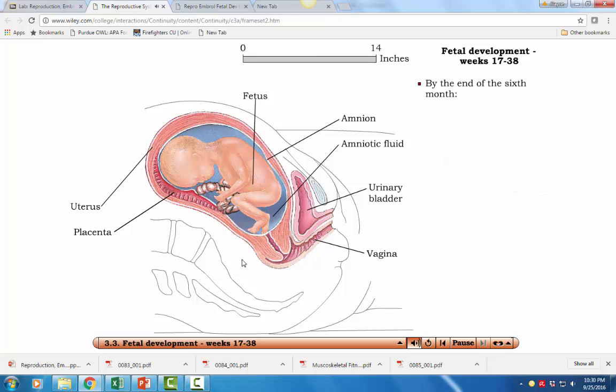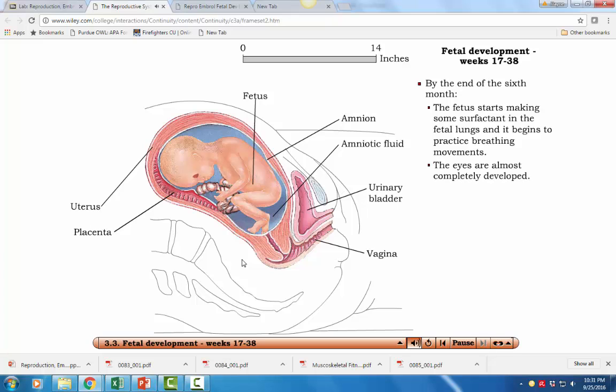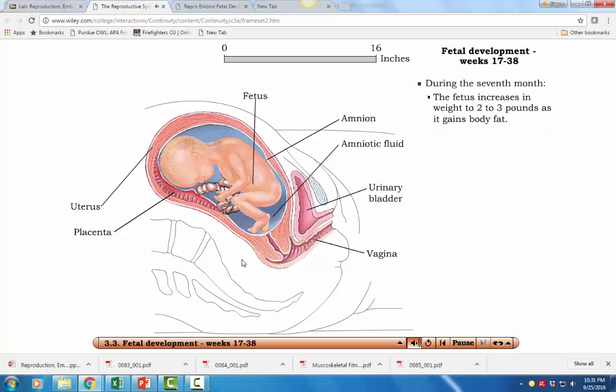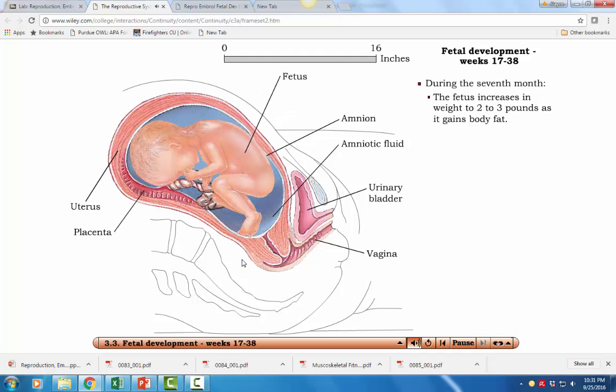By the end of the 6th month, the fetus starts making some surfactant in the fetal lungs, and it begins to practice breathing movements. The eyes are almost completely developed, and the fetus can respond now to noise outside the uterus. During the 7th month, the fetus increases in weight to about 2 to 3 pounds as it gains body fat. Testes begin to descend. Many infants born prematurely at this time do survive with intensive medical support.